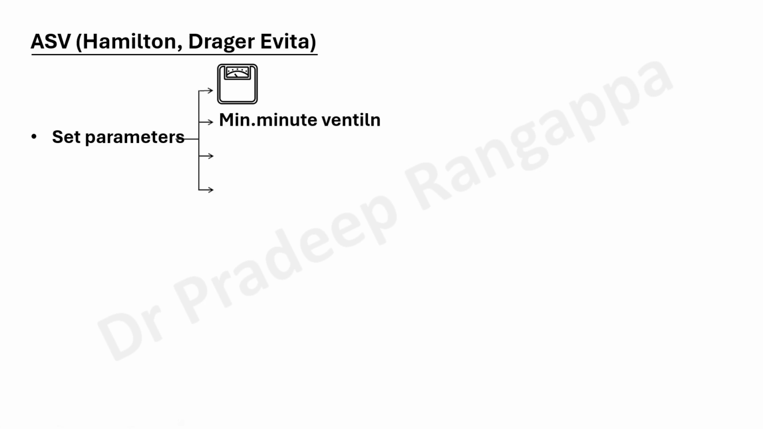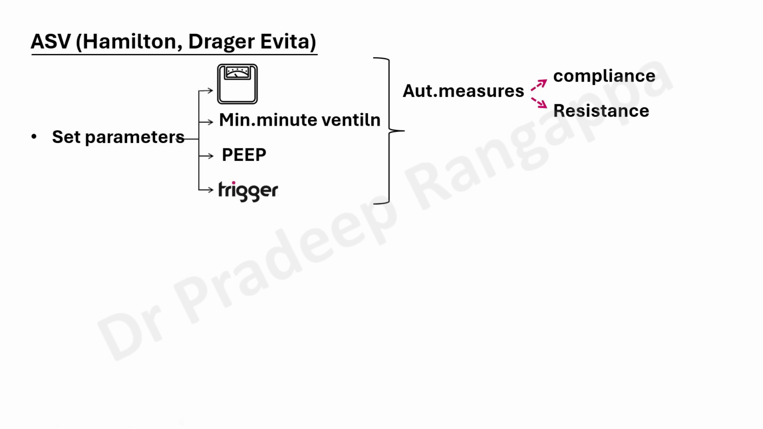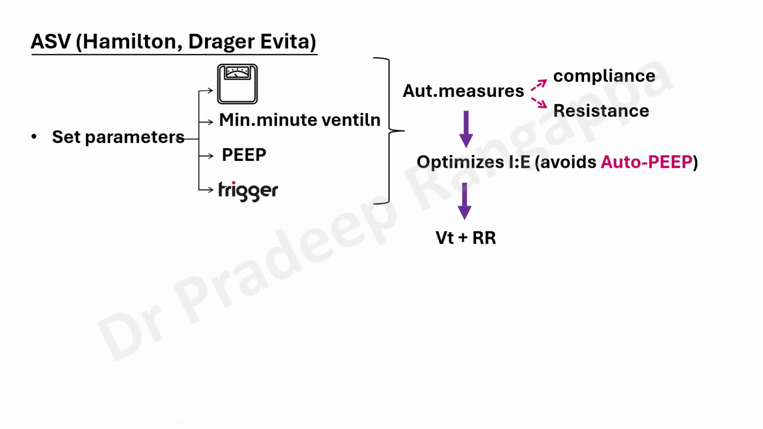So we set the minimum minute ventilation, and we set the PEEP, and we set the trigger. And what the ventilator does is automatically measure the compliance and resistance of the patient. So it measures the compliance of the lung, it measures the resistance, and it optimizes the inspiratory and expiratory ratio. So it optimizes the IE ratio, and it avoids auto PEEP. So it maintains an optimal IE ratio that a patient needs to avoid auto PEEP, and it will auto adjust the tidal volume and respiratory rate, which I showed you in the previous graph.